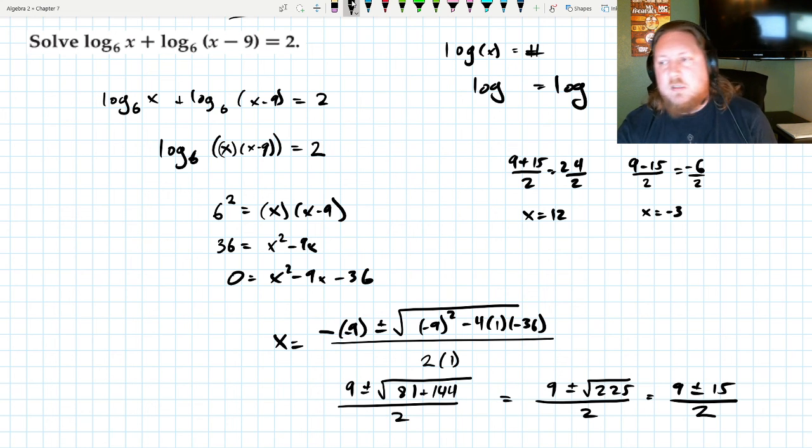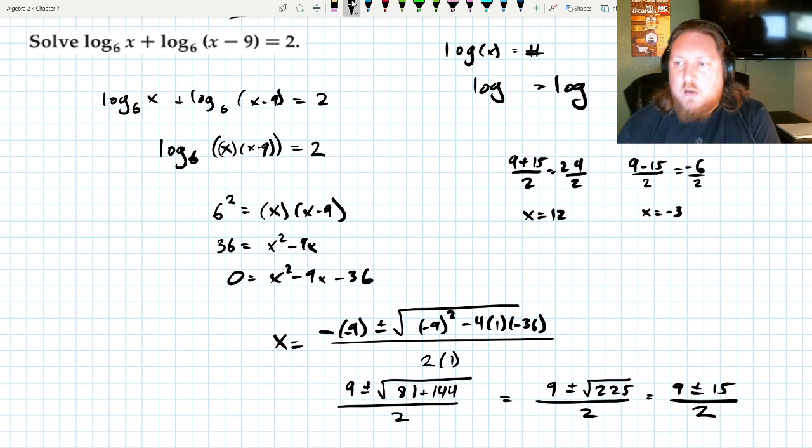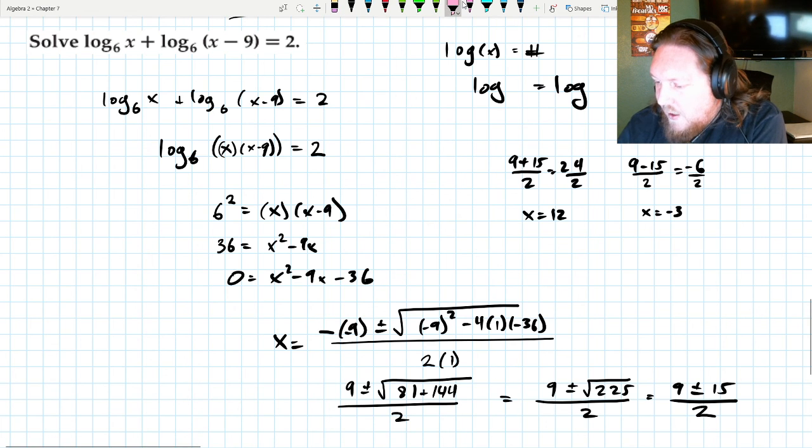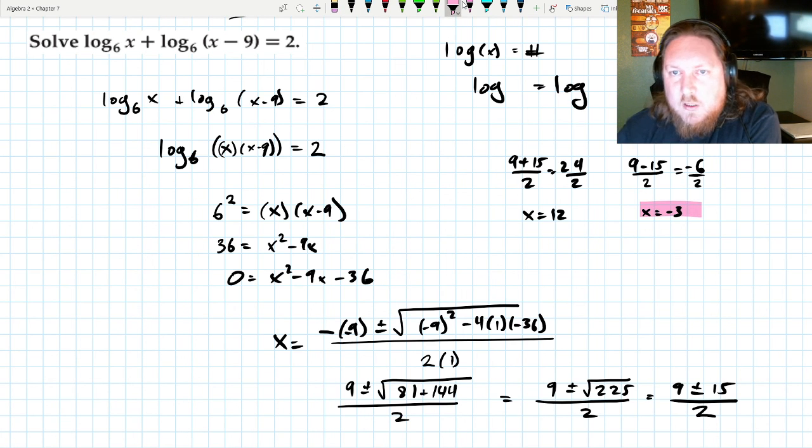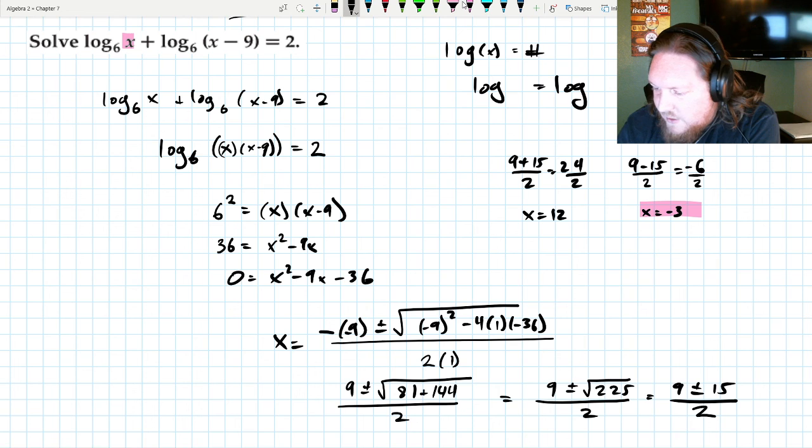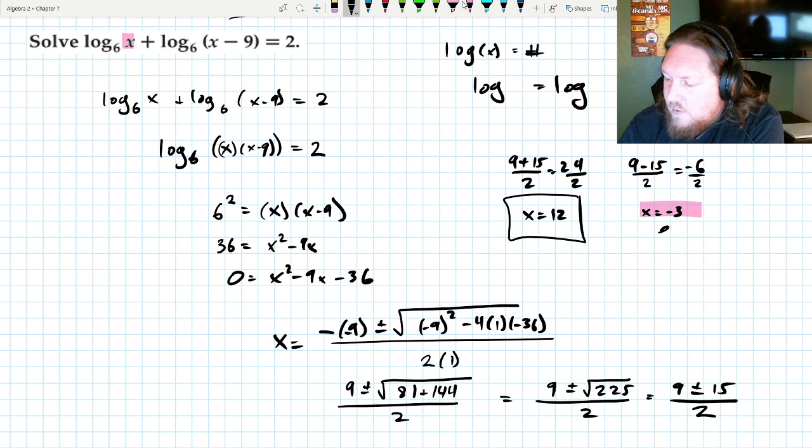I just have to double check to see if either of these mess up my original functions by making the domain not valid. And the one I'm worrying about is x equals negative 3. Because if I plug that into log base 6 of x, I get log base 6 of negative 3, which is not valid. So I'll just check 12. 12 is good. 12 minus 9 is positive 3, which works. So my answer is going to be 12. This is an excluded value.